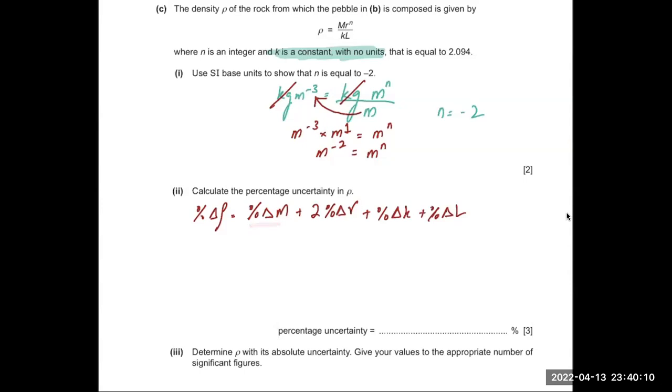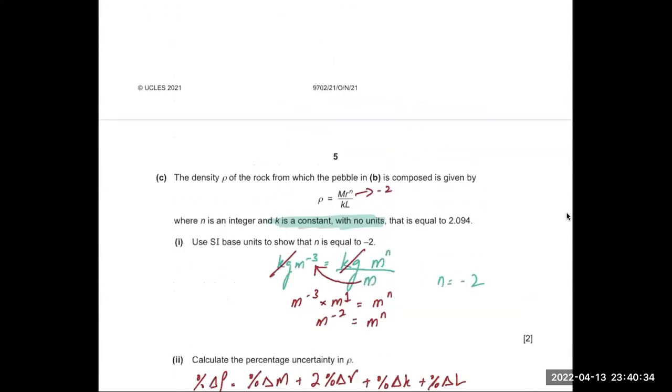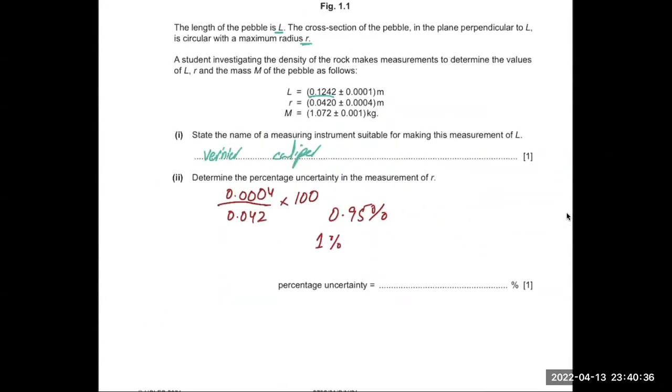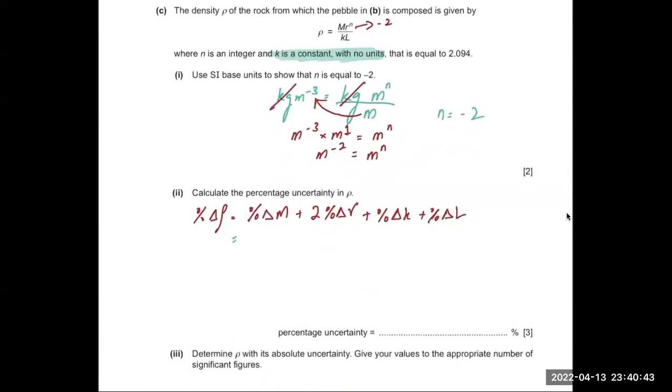Percentage error in mass plus 2 times Y2, because N here is equal to minus 2. 2 times percentage error in R plus percentage error in K plus percentage error in L. Now what I need to do is plug in the values here. Do we have the percentage error in M? We don't. But we can calculate the percentage error in M: 0.001 divided by 1.072 times 100.